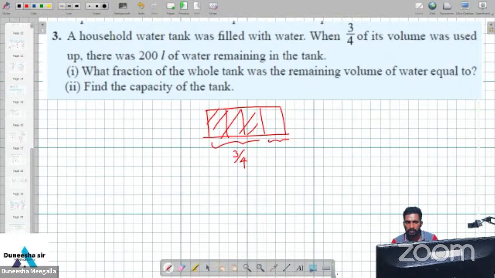3/4 is used. The remaining is the fraction. Then it's equal to 200 liters. I think you can do it now. Then the final question asks: find the capacity of the tank. You know the remaining part, the remaining fraction, and you have to find out the full capacity.